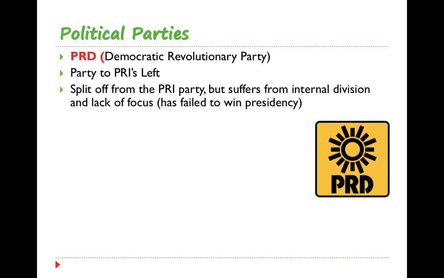So they split off initially from the PRI party. They were one and the same. They suffered from internal division, a lack of focus. They have failed to win the presidency. They've been focused more on reform and social justice. And so then I think there were even more internal fractures, which caused Obrador to split.